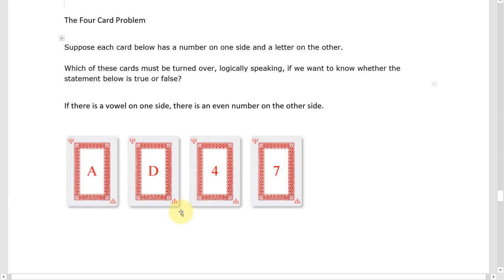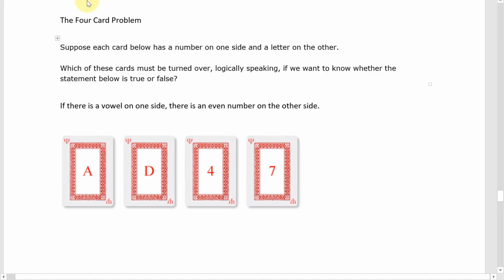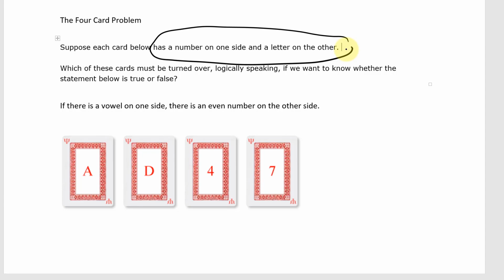Let's look at this thing called the 4-card problem. Suppose each card below has a number on one side and a letter on the other. This is given information. This is very important to recognize. It says, and we're assuming that's true, it has a number on one side and a letter on the other. So that is not violated in any of these. We assume that that's true. There's a number on one side and a letter on the other.